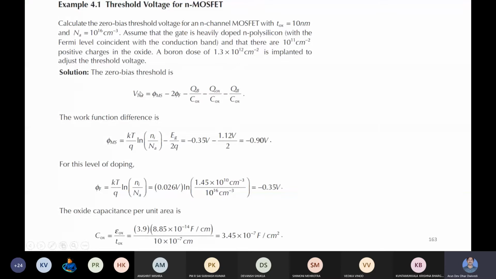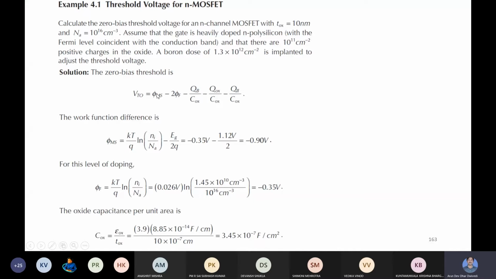Already we know how to calculate the zero bias threshold voltage. If the substrate bias is zero, zero bias threshold voltage means you are applying zero bias to the body or substrate, so the body is connected to ground. For NMOS it is connected to the ground. And in that case, this is the problem.